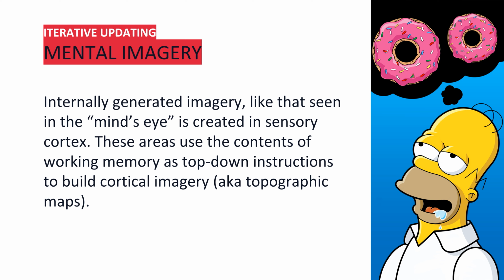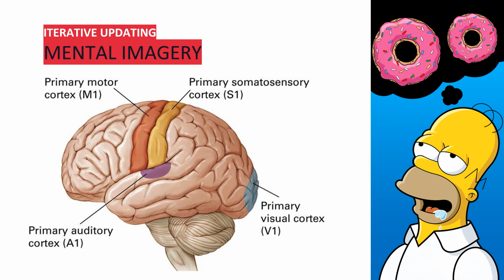Internally generated imagery, like that seen in the mind's eye, is created in sensory cortex. These areas use the contents of working memory as top-down instructions to build cortical imagery, aka topographic maps. Just like when Homer imagines a donut, he can see it in his head, sprinkles, pink frosting, and all. You can too. Try it. That imagery is held in your primary visual cortex, shown there on the right in blue. People that have brain damage to that area can't see things in their mind's eye.